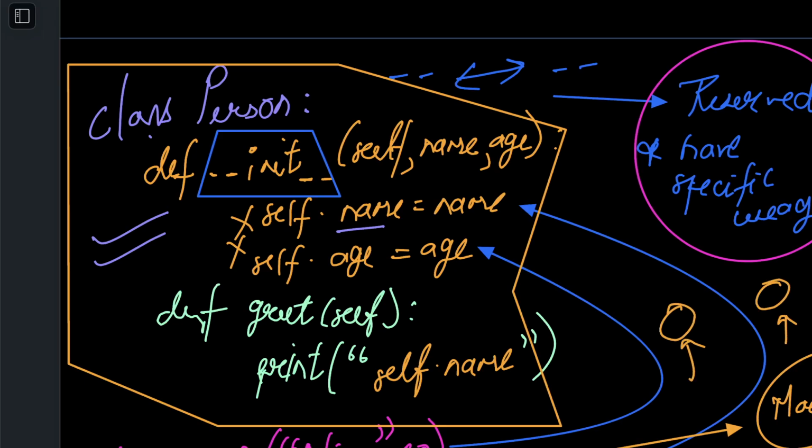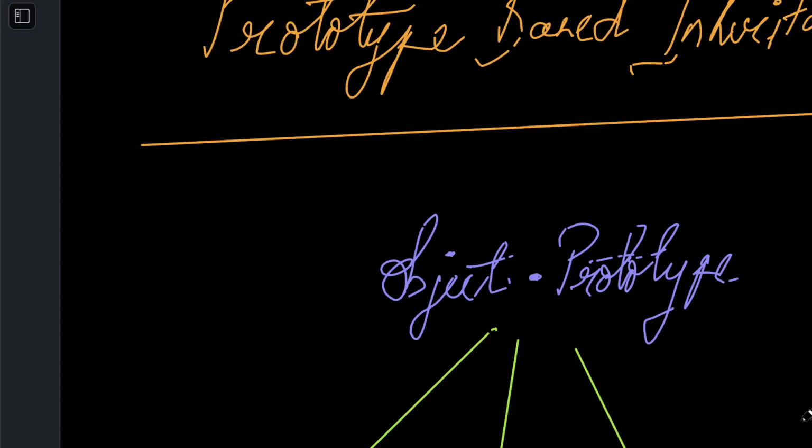So for this we use something called self. Here self is referring to the current instance. For example, when we have p1, we are referring to the p1 instance, and when we have p2, we are referring to the p2 instance. So this is how self is going to work. This is one of the very important properties, and it will be used a lot.